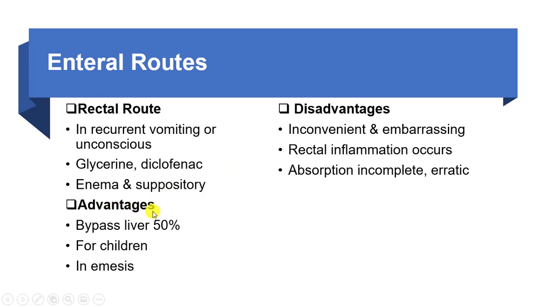The advantage of this route is that it bypasses the liver or the first pass effect by 50%, and it is usually used for children, and it is very advantageous during emesis or when the patient is vomiting, which I have talked about earlier. What are the disadvantages? It is inconvenient and embarrassing. Obviously, rectal inflammation can occur as a result of this route. Absorption is sometimes incomplete and erratic.